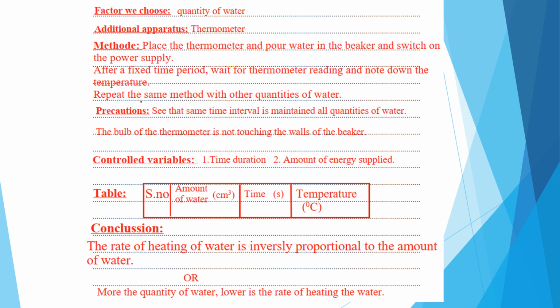So depending on these column headings and experiment, we can conclude, that is the conclusion heading: the rate of heating of water is inversely proportional to the amount of water. That is, the lower the water, the faster the water gets heated. So it is inversely proportional. Or you can write the below answer as well. The more the quantity of water, the lower is the rate of heating of the water.